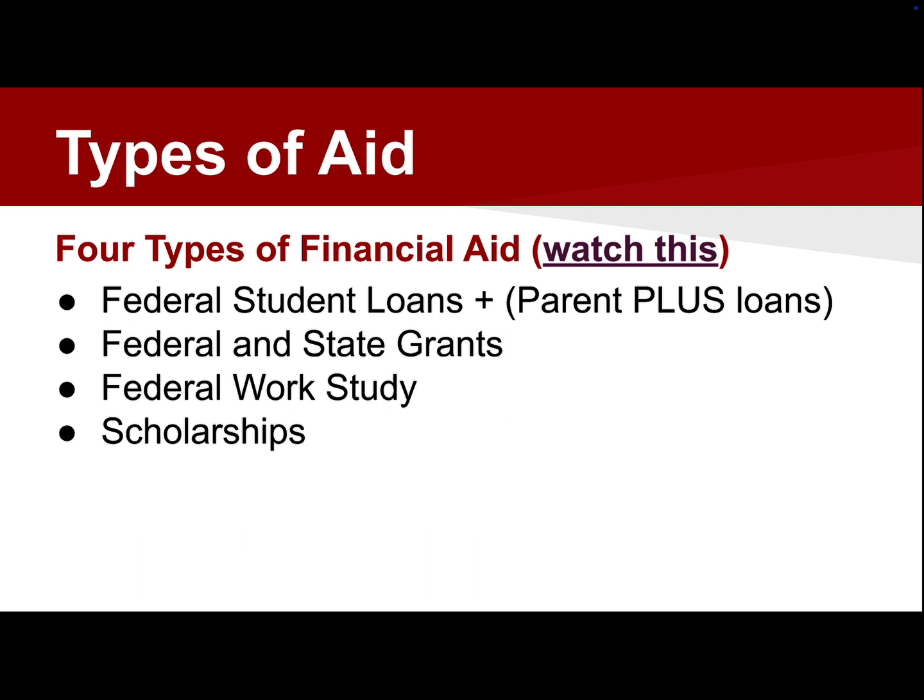There are also federal and state grants that are available, and those are usually based upon financial need. There are federal work-study programs where you would go and work a job for the college or university. You will actually get paid a salary, and then you can use that money to pay on your student account. And then finally, there are scholarships. So those are the 4 types of aid: loans, grants, work-study, and scholarships.